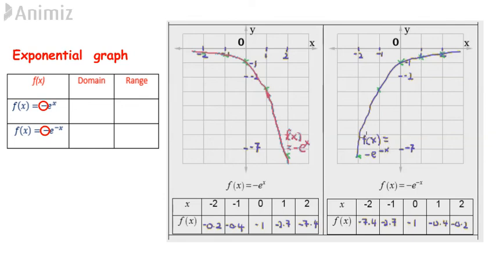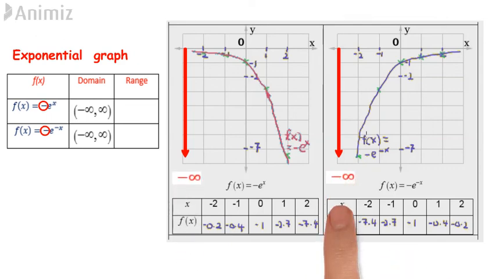The domain for all the exponential functions is always from negative infinity to positive infinity. How about the range? The graphs of these two functions exist below the x-axis and extend to negative infinity. Therefore, the range for both functions is from 0 to negative infinity.